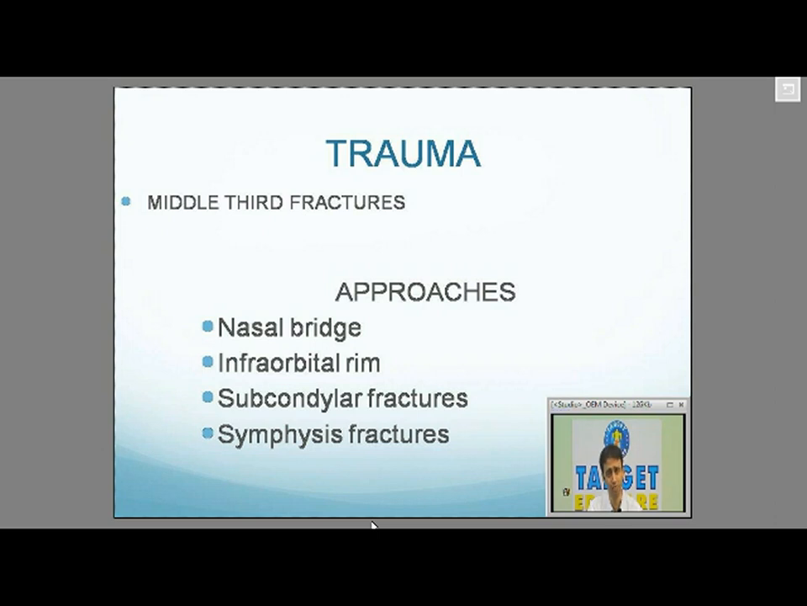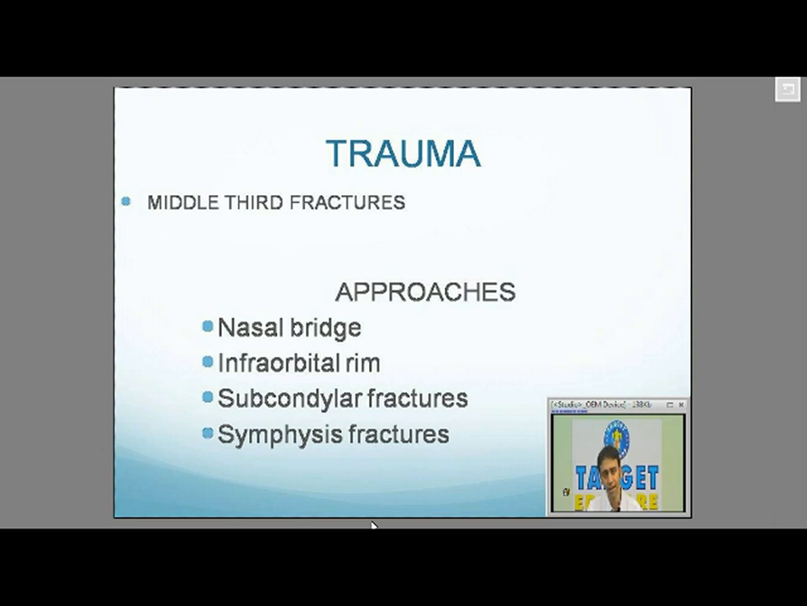Then come the infraorbital fractures. The incisions most commonly used to approach the infraorbital fractures are the infraorbital incision, subciliary incision, and transconjunctival incision. These are three of the most commonly used incisions. Then coming to maxillary fractures like Lefort 1, 2, 3 fractures, the most common incision used is the intraoral vestibular incision for Lefort 1 and 2 fractures.